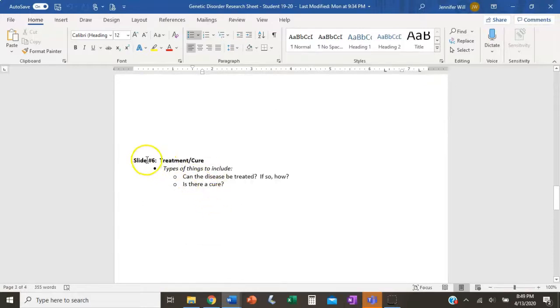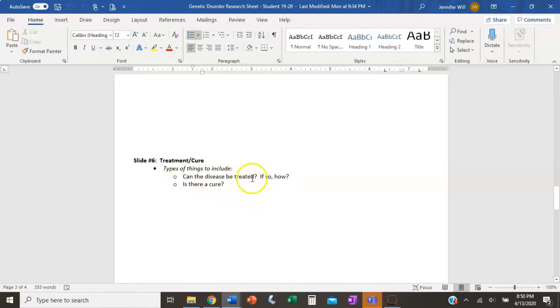And then slide number 6 is the treatment or cure. So is there a cure for this disease? There are very few of these genetic disorders or diseases or syndromes where there is truly a cure, where you can get rid of that genetic disorder. Unfortunately, they are so complicated, it is hard to find cures for them. Occasionally there is. There are definitely treatments, things you can do to alleviate some of the difficulties and some of the symptoms that people go through to make life a little bit easier and to make things better.